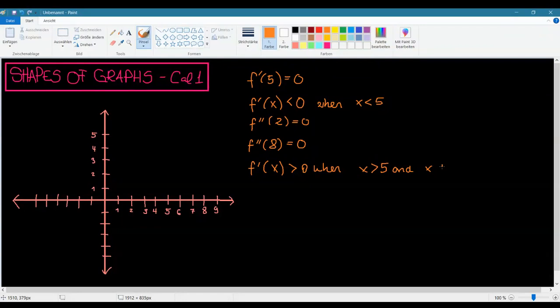If the first derivative of x is greater than 0 between, I wrote down smaller than 5 or greater than 8. Oh, okay, right. So between 5 and 8, it's not greater than 0. That makes perfect sense. So it's going to dip below. The tan line slope is going to be positive, but only between 5 and 8. Okay. X smaller 5 and x greater 8.